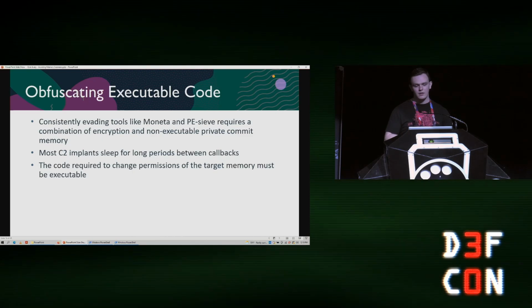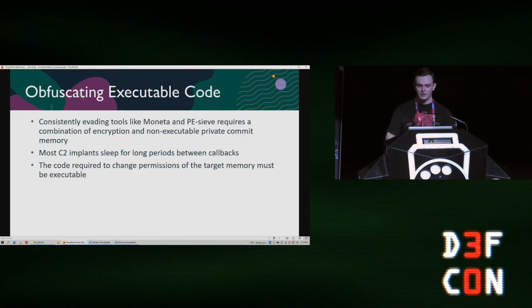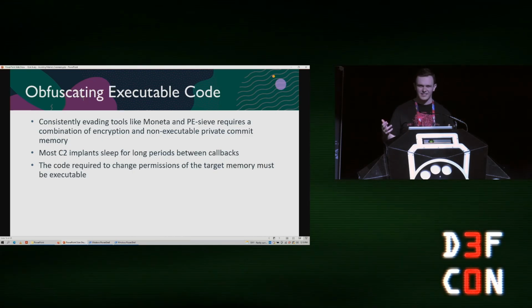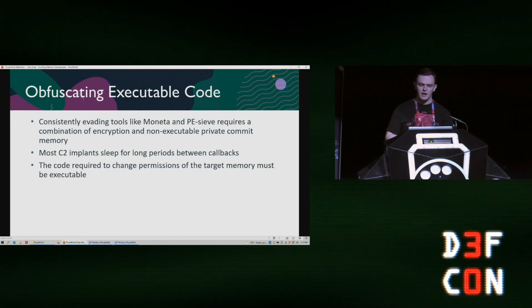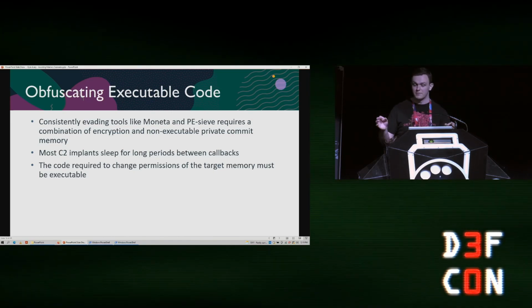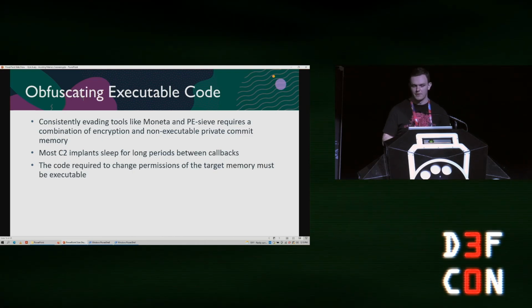Because if you remember, tools like Moneta are looking for any executable private commit memory, regardless of what signature. It's not even looking at any signatures. It's only looking for, is there suspicious memory or threads pointing at suspicious memory.